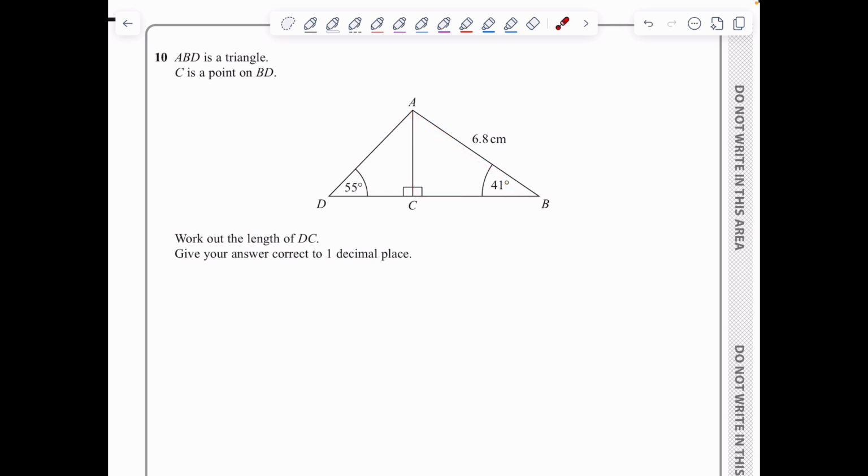I will start by looking at triangle ACB, which I'm highlighting here in blue because I've got an angle and a side. So we notice that AC is a common side between the two triangles. We can see that the 6.8 is the hypotenuse and the AC is the opposite. So if I find the opposite here, the side AC, I can move on to triangle ACD, which I'm highlighting in red, for which we know that AC is the opposite and DC is the adjacent.